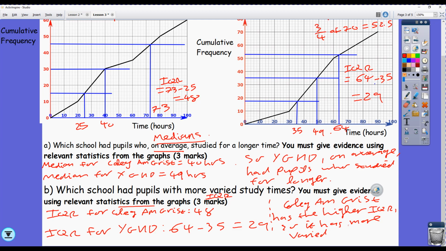Well, so I could say it has more varied or spread out results. Results of the survey.